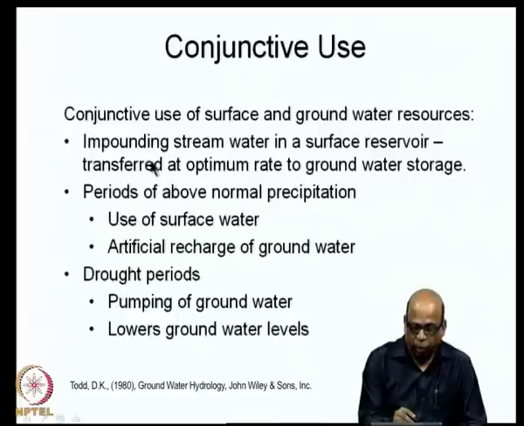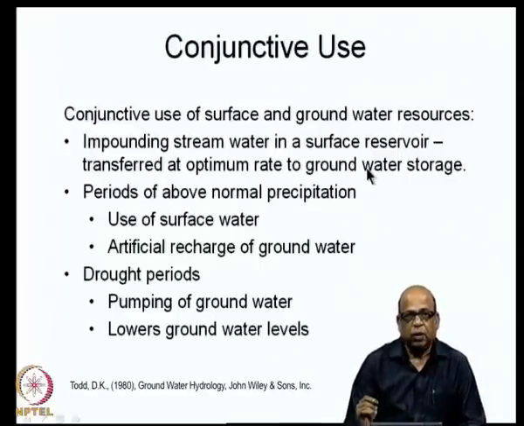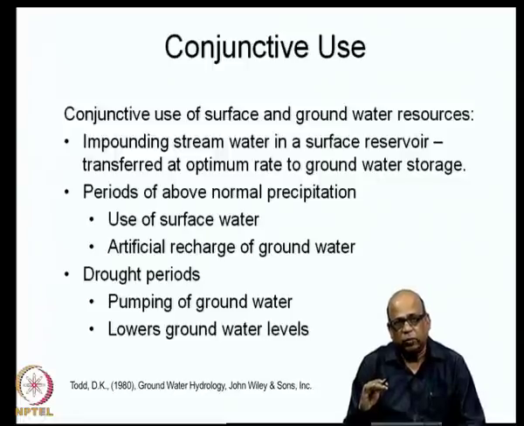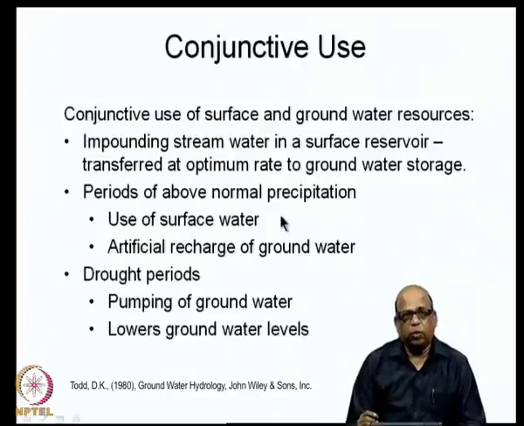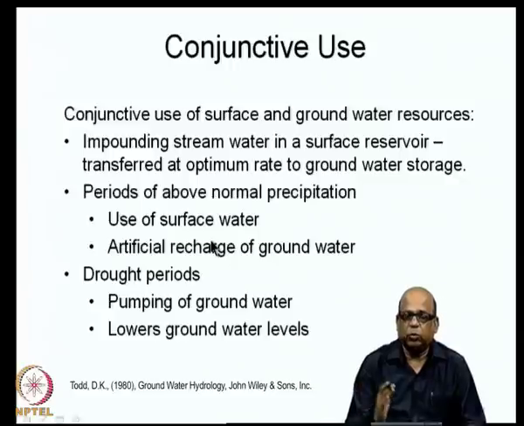So, what does conjunctive use imply? It implies, first of all, we impound the stream water in a surface reservoir, and then we transfer this surface water at some optimum rate to the groundwater reservoir. So, we are meeting the demand, yet at the same time we are also recharging the groundwater. Then whenever there is above normal precipitation, we use the surface water to the extent possible to meet the demands, and then the excess water we use to recharge the groundwater. We may have artificial recharge structures through which we recharge the groundwater.